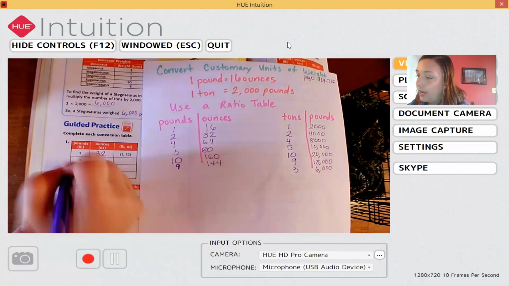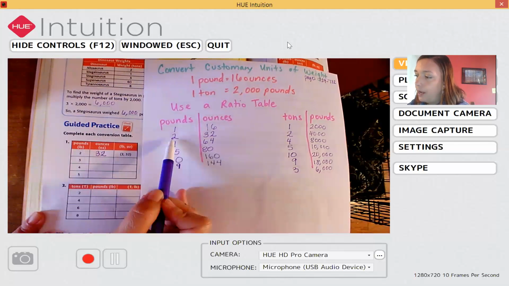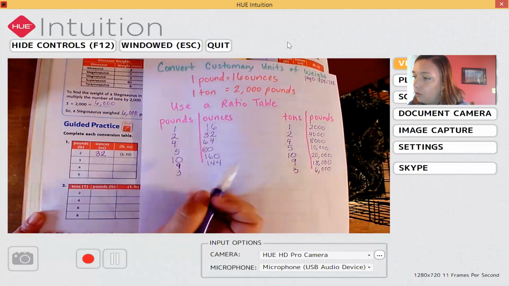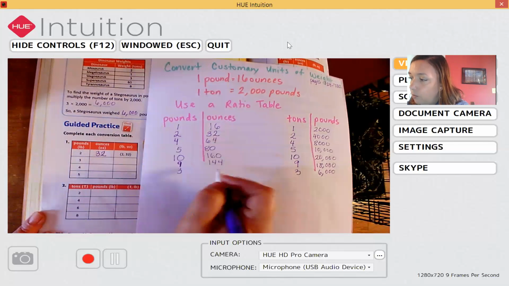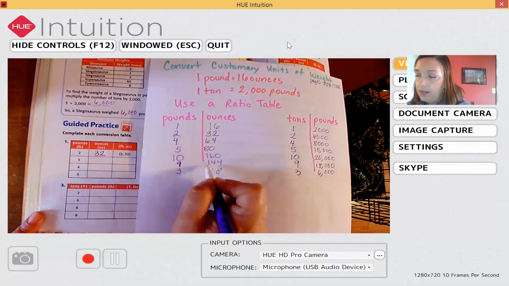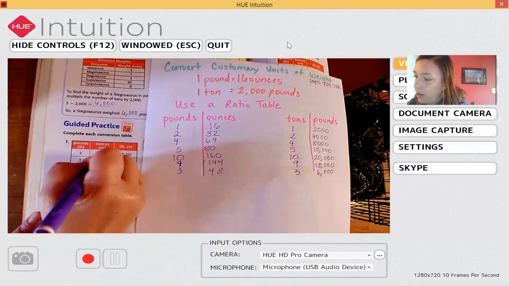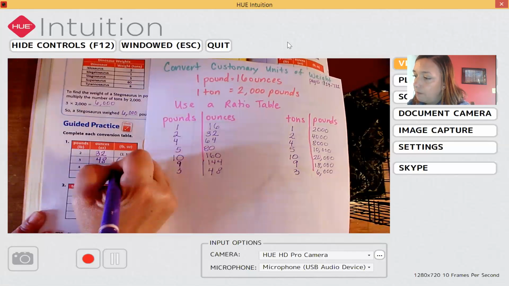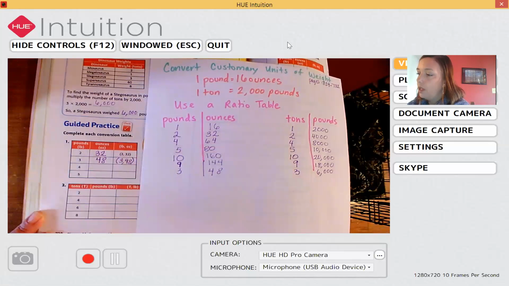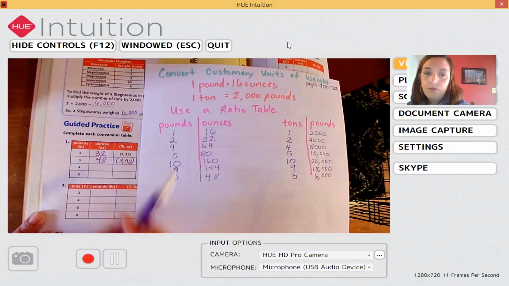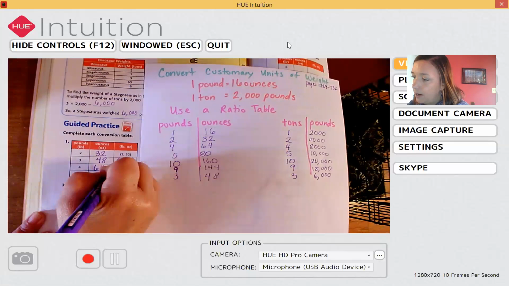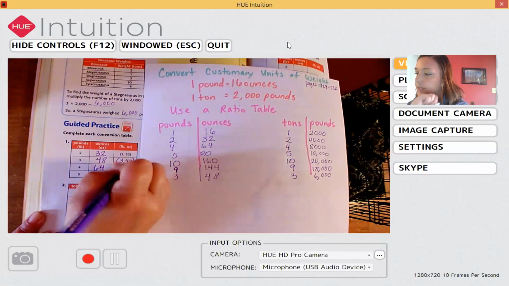So 3 pounds, I know that if I add 1 pound plus 2 pounds, that's gonna be 3 pounds. So if I add 32 plus 16, I can go 2 ones plus 6 ones is 8 ones, and then 3 tens and 1 ten is 4 tens, so that's 48. So 3 pounds is 48 ounces, and then I make my ordered pair 3, 48. Now I already have on my ratio table here, 4 pounds is 64 ounces. So I can write that in and make my ordered pair 4 pounds, 64 ounces.